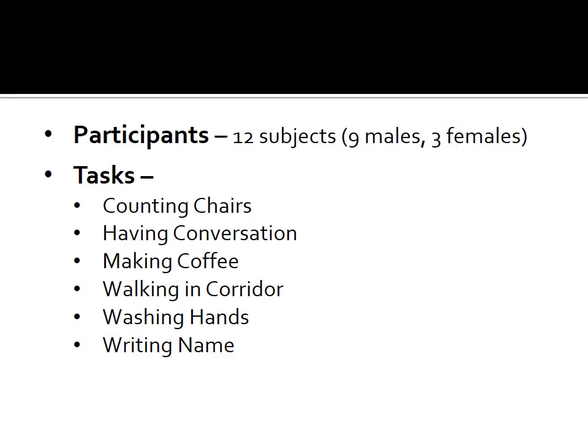In this study, we conducted one experiment which consisted of participants performing 6 different tasks while wearing a head-mounted eye tracker. We had 12 subjects in total, 9 of which were males and 3 were females. The participants were split into 2 groups of 6, which performed their tasks at 2 separate locations so as to account for varying backgrounds.